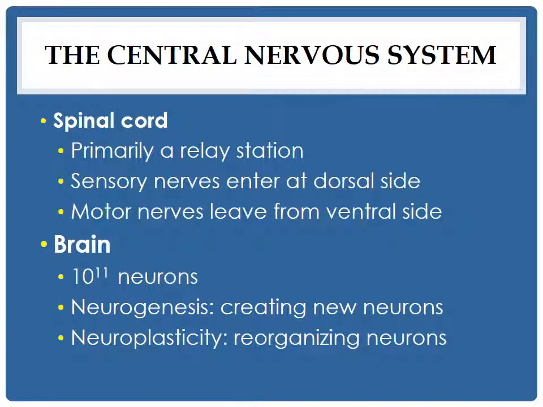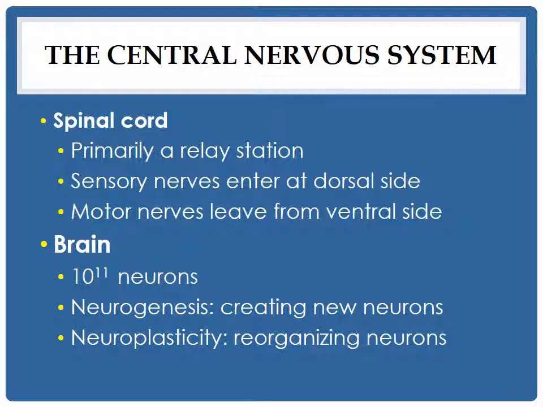So now we're moving on to the central nervous system, which is again the spinal cord and the brain. The spinal cord is primarily a relay station. Information from your sensory nerves is given to the brain via the spinal cord, and then motor commands are given from the brain to the motor nerves. You can see this in figure 4-9.